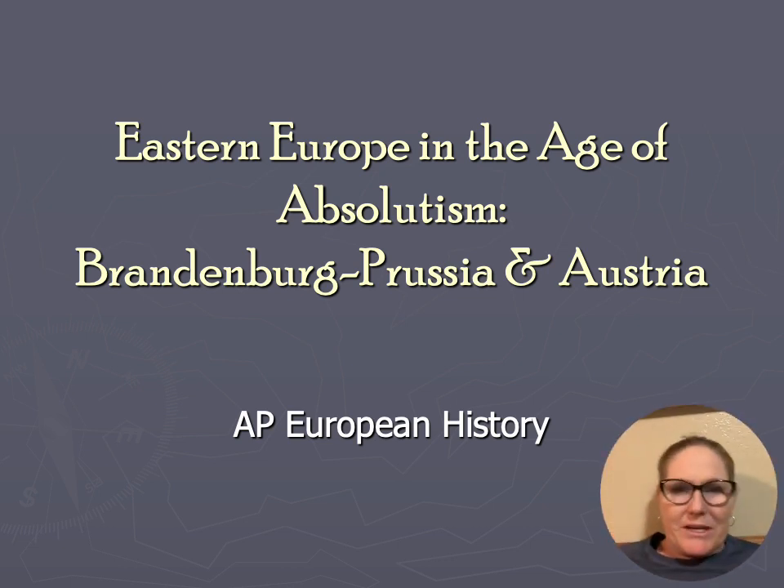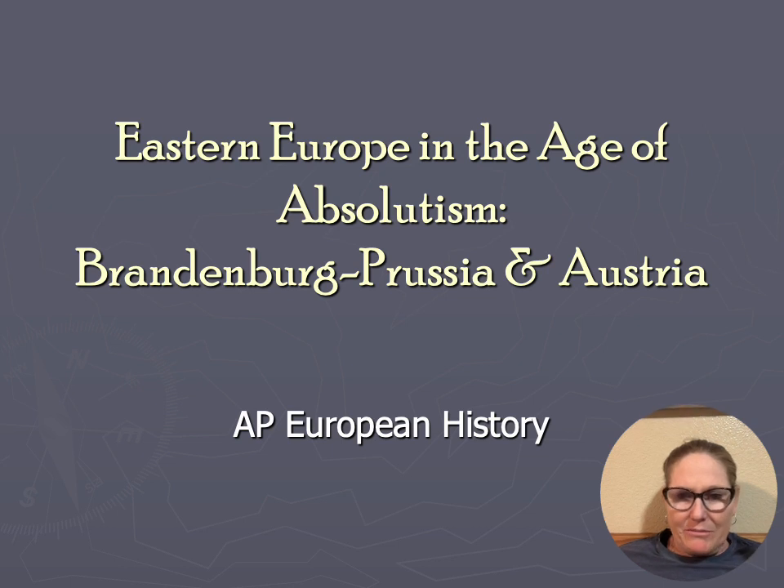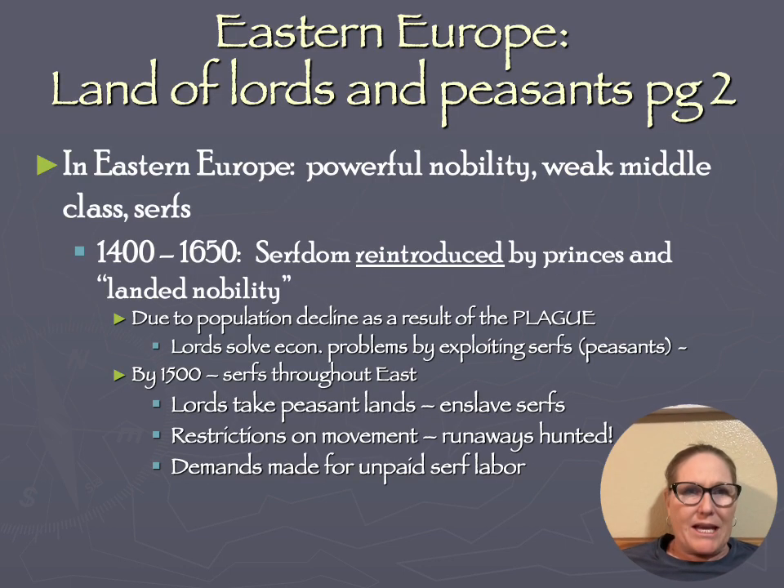Okay, this is going to be a very quick lecture, about 12 minutes or so. But anyways, I want to talk about Eastern Europe in the age of absolutism. And what we're essentially going to be doing here, just so you guys can follow along, is we're going to talk about two areas. We're going to talk about Austria and we're going to talk about Prussia. Both of those areas were part of the Holy Roman Empire, but we don't care about that anymore, do we? Okay, let's go on here.